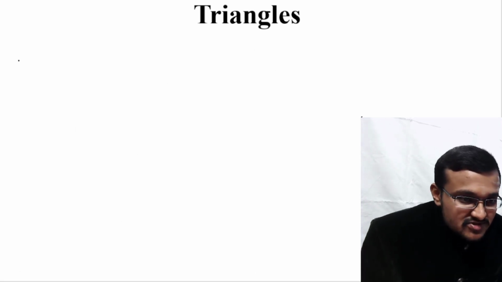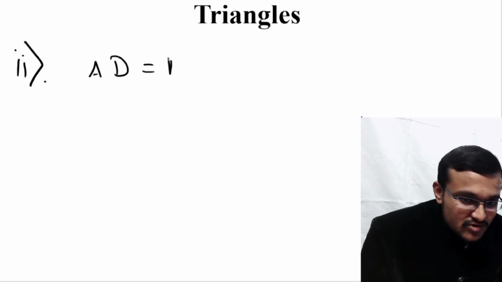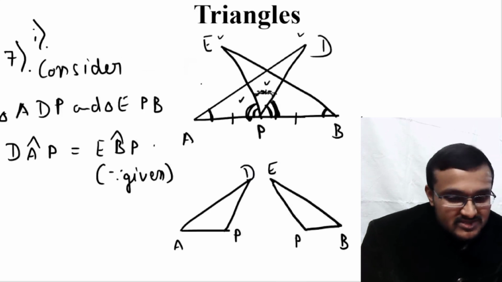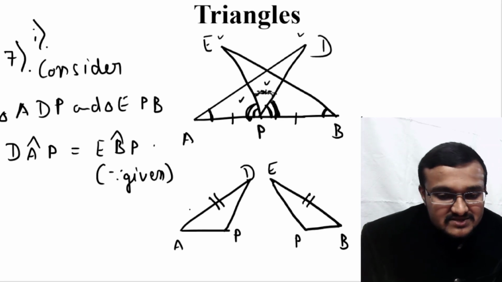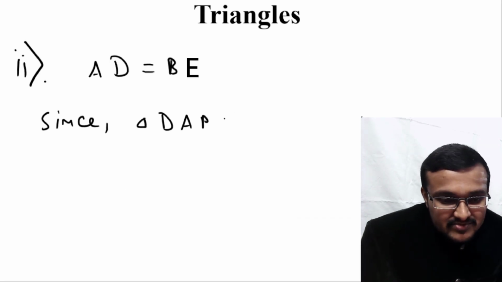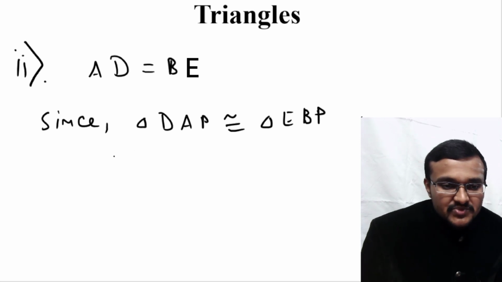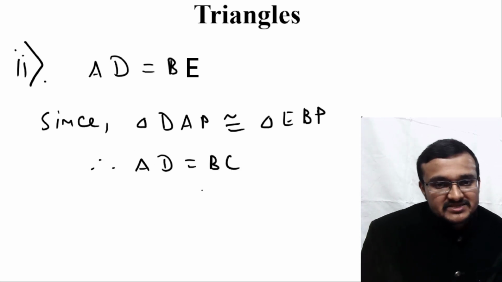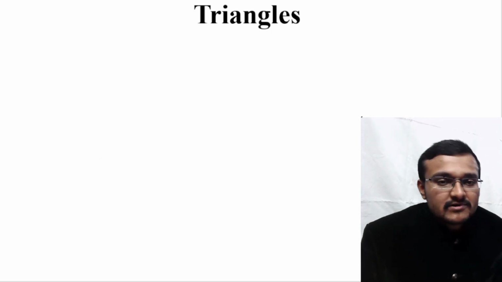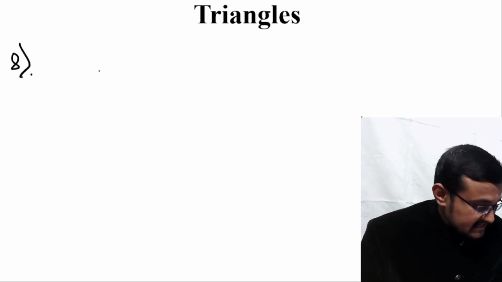So in the same seventh question, if you come to the second question, here you have to prove AD is equal to EB. So that means this particular side you have to prove is equal to this particular EB side. Since triangle DAP is congruent with triangle EBP, therefore AD will be equal to EB. So the second question also we have proved. Now we will look into the eighth question in this particular exercise.